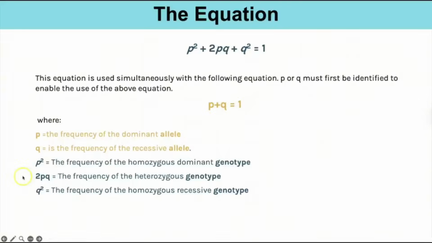in a population. P squared is the frequency of genotypes. Specifically, this one is the dominant genotype. 2pq is the heterozygous genotype frequency. Q squared is the frequency of the homozygous recessive genotype. And again, if you add all of the genotypes together, it equals 1 because those are all of the possible genotypes you can have for this particular gene.